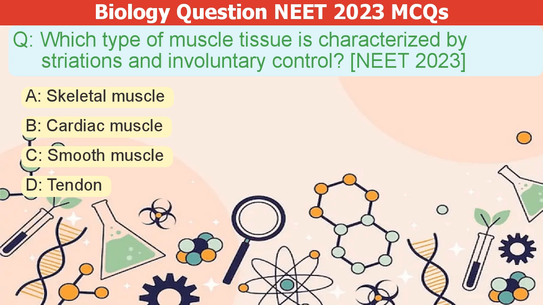Which type of muscle tissue is characterized by striations and involuntary control? NEET 2023. A. Skeletal muscle. B. Cardiac muscle. C. Smooth muscle. D. Tendon.